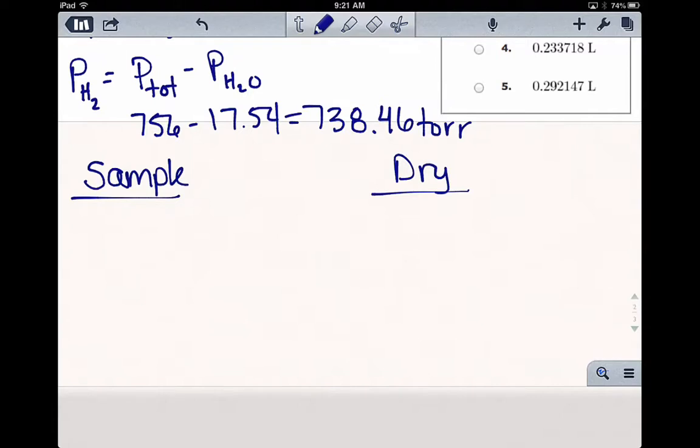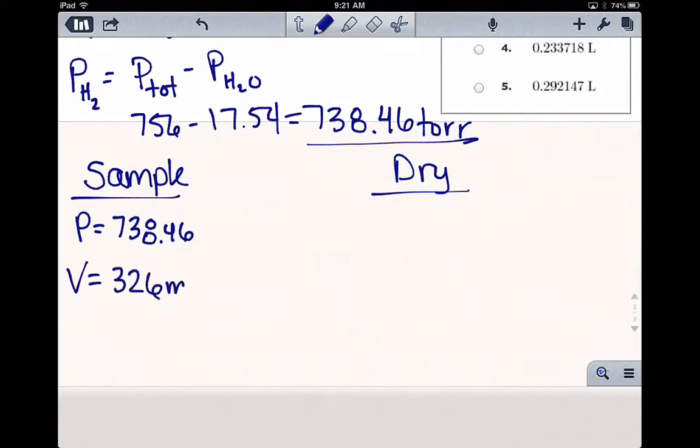Our question tells us that the pressure of the sample, which we actually just figured out up here, is 738.46 torr. The volume was 326 milliliters. And the temperature was 23 degrees Celsius. Of course, we'll convert that to Kelvin, which gives us 296 Kelvin.